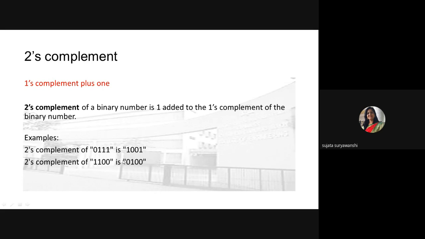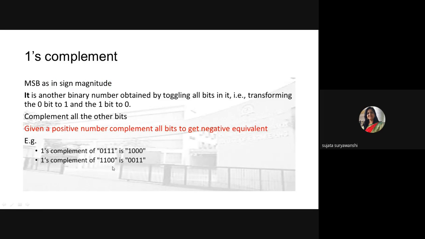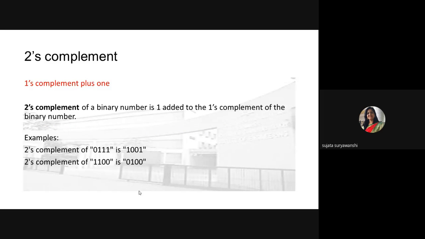Understood? Similarly, for the next example, 1100. First of all, you have to find the 1's complement, that is 0011. And after that, you simply have to add 1 into the LSB bit. Here, for adding 1, you have to follow all the arithmetic addition rules. So 1 plus 1 is equal to 0, carry is generated. Then the carry should be added into the next bit, that is 1 plus 1, again 0 and carry 1. And then 1 plus 0 is equal to 1. So your right answer is 0100. So this is the 2's complement of the given number.